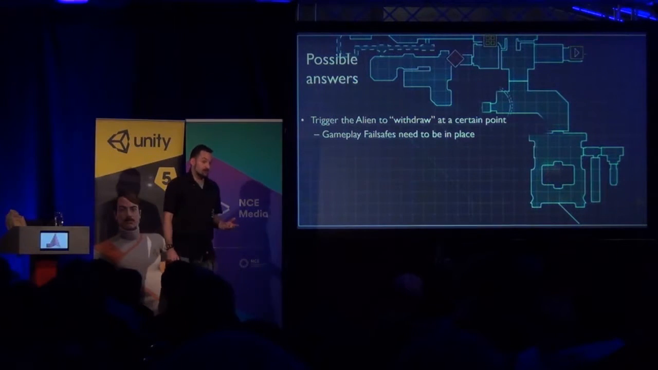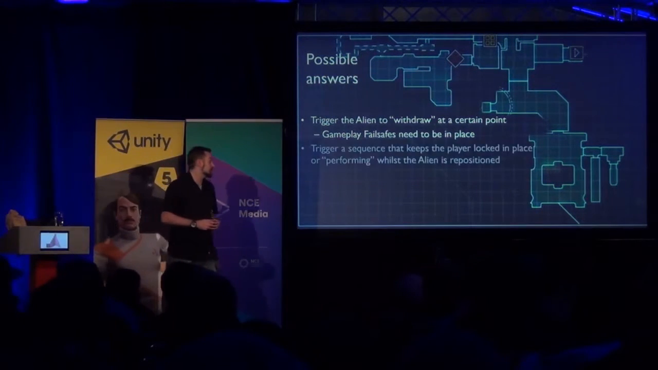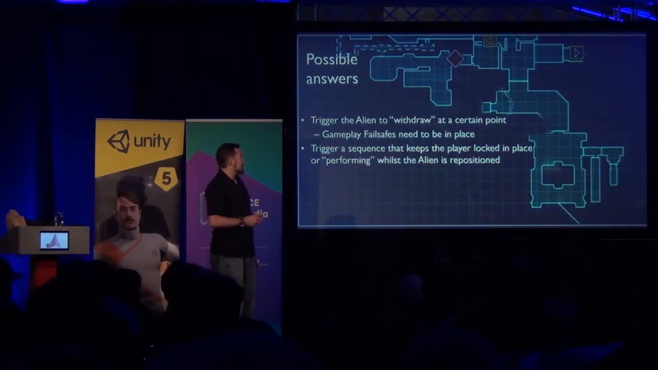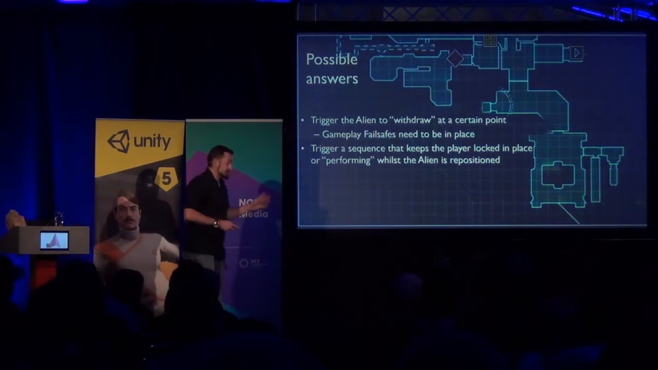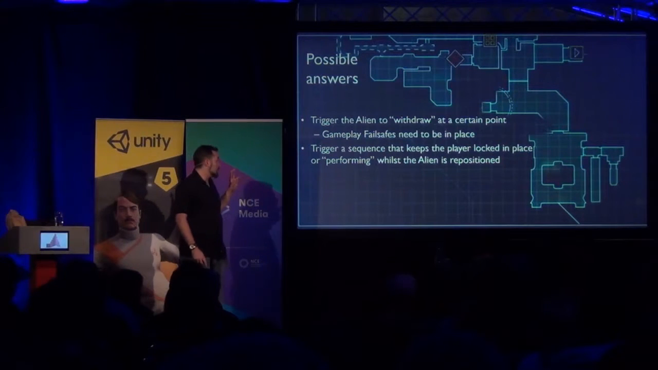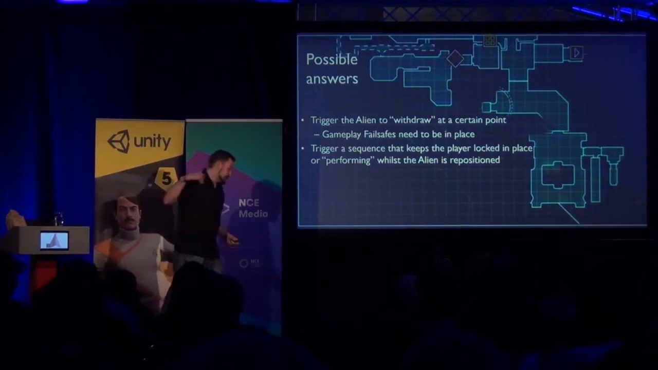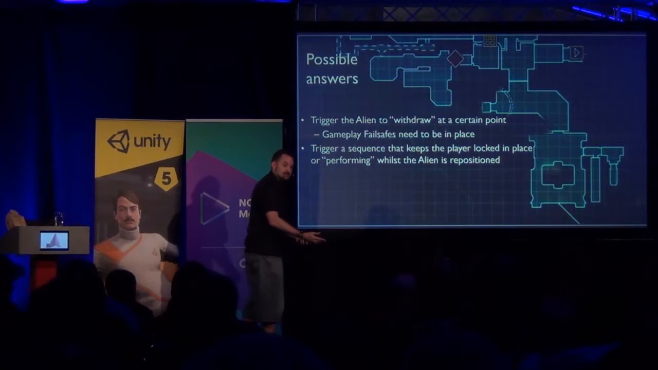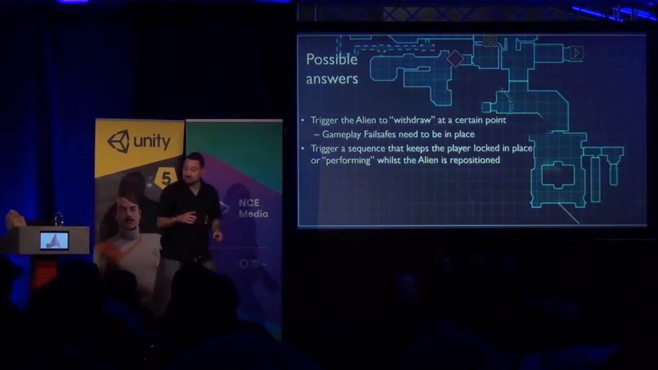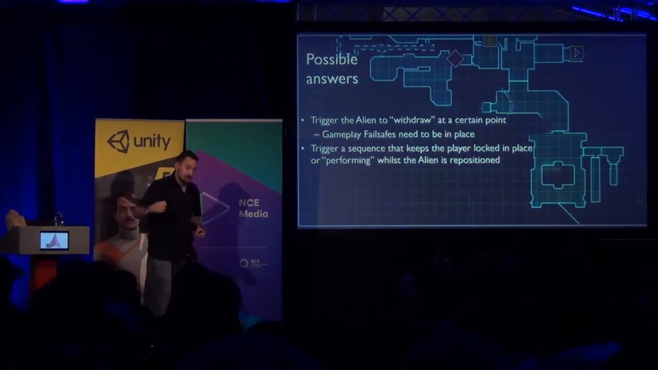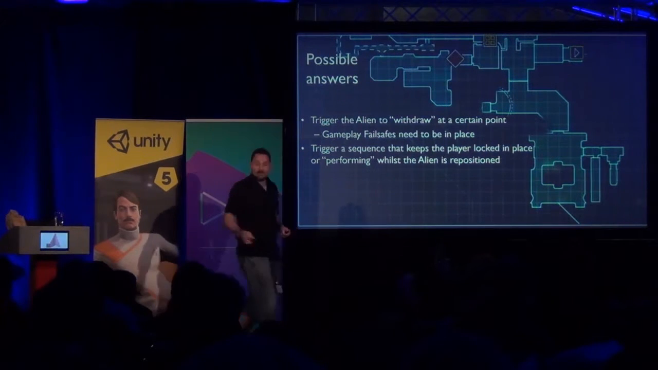We can trigger the alien to withdraw at a certain point, which is the trigger box getting them into the vents idea. We can have gameplay failsafes for that, though, because we need to make sure the player hasn't got full control over the alien. We could trigger a sequence that keeps the alien locked in place, keeps the player locked in place, whilst the alien is repositioned. So the idea is, I cross a threshold, and the alien busts past me into the room, and then that's how we start the sequence.